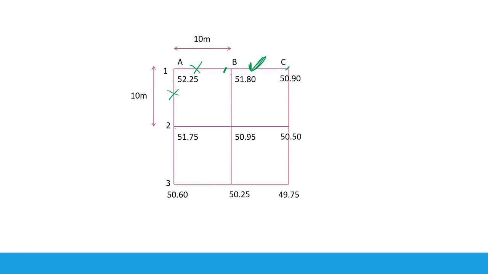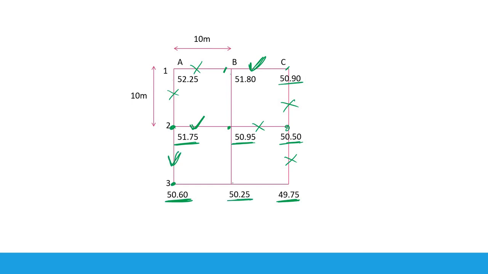Okay. And also when I move from 50.9 to 50.5, I don't have 51. From 49 to 50, I don't have 51. From 50.5 to 50.95, I don't have 51. From 50.95 to 51.75, I have 51 here, guys. Okay. Now when I move from 50.6 to 51.7, I have 51 here also.